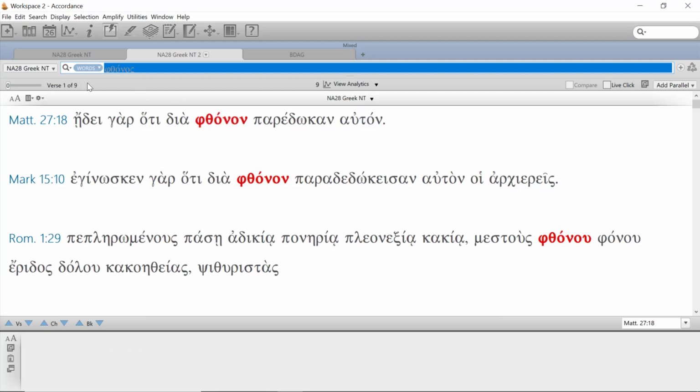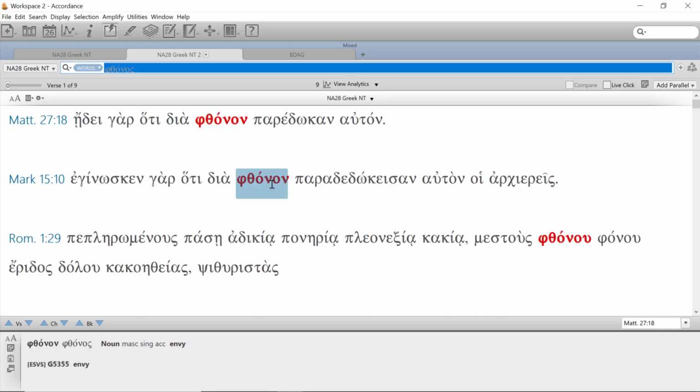And you can see that it occurs in 9 verses here in the New Testament. In Matthew 27 it says they delivered him because of phthanon. So the idea seems to be because of envy. They were jealous of Jesus' popularity, perhaps jealous of the power that he manifested.